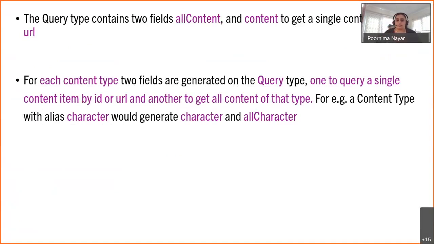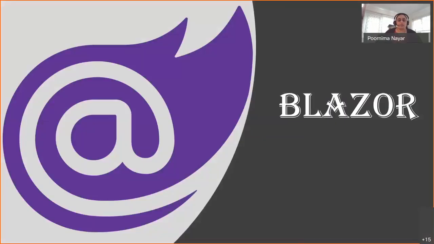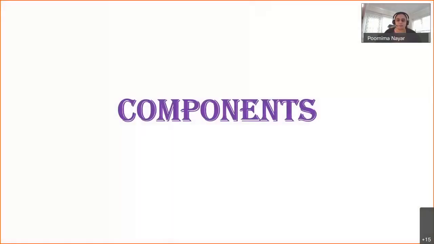When you start building your content types, your document types in Umbraco, additional fields get added to the query type. So if I have a character content type, two fields get generated. One is character, where I can query a particular character by ID or URL, and all character, where I can query all content of the type character. So that is getting the list of the items, and the other one is getting just a single item of character. So this querying by URL forms the basis of one of the approaches of my single page application using Blazor.